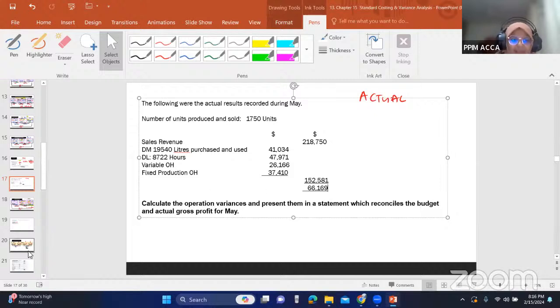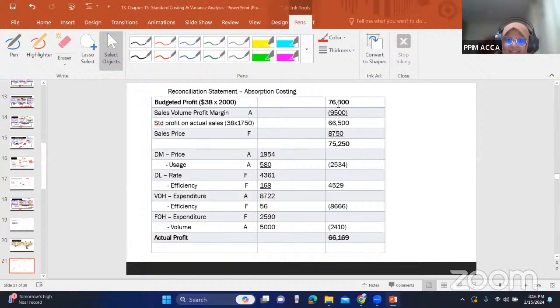So what have I done basically? I have started at the budgeted profit, and I have given all the reasons why things did not go according to our plan. Because actuals were different, all these variances happened. And then finally, I arrive at the actual profit and say, see, actual profit is 66,169. That's exactly what I have in the question as well.